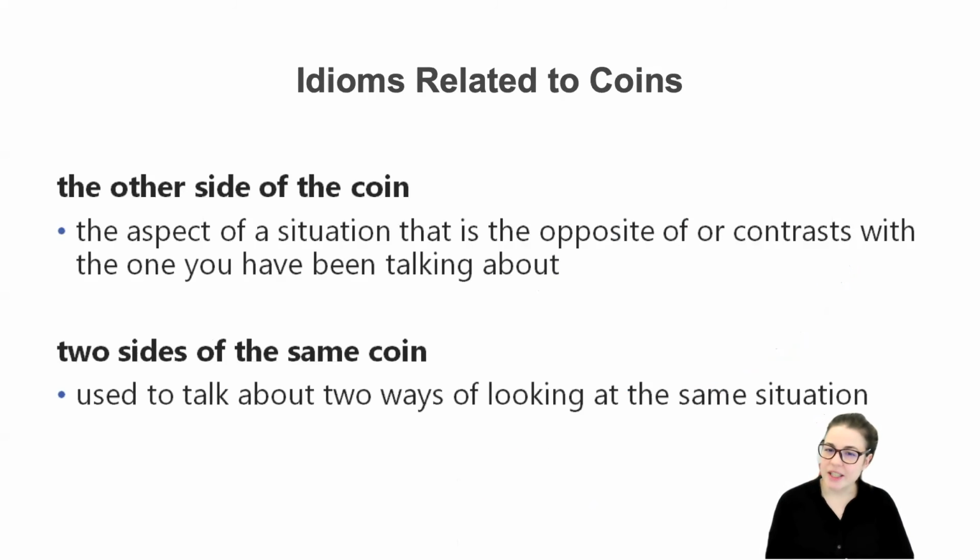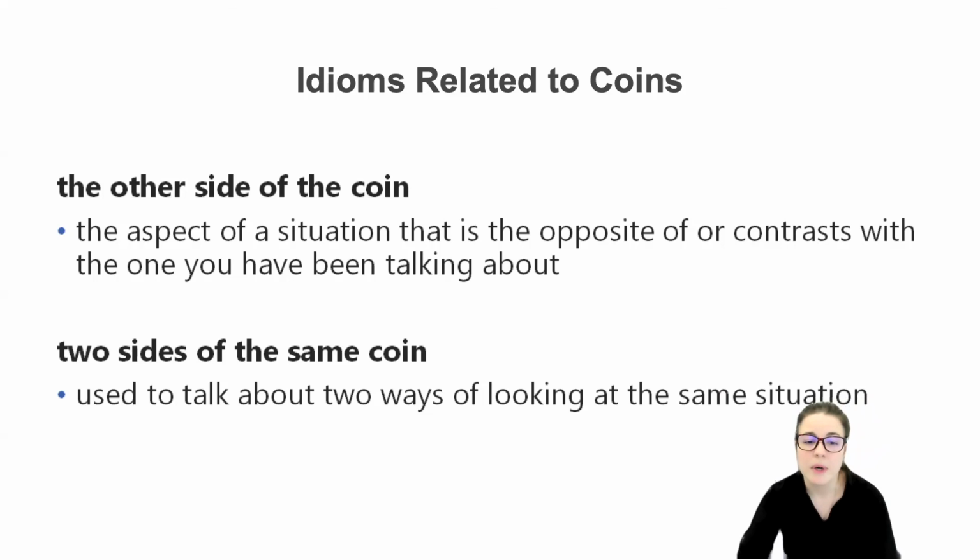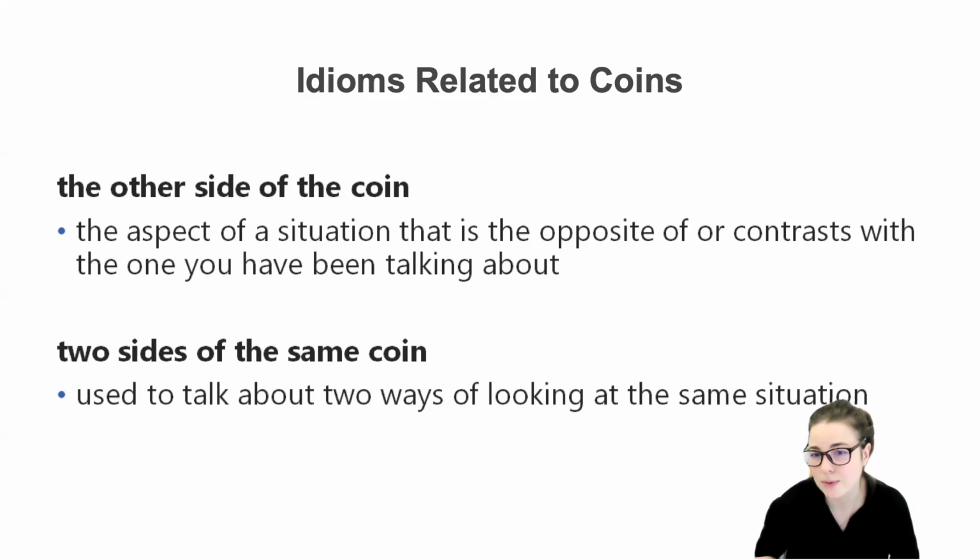Here are a couple of idioms related to coins, which you can use whether in an IELTS exam or in a basic dialogue in English. The first one is the other side of the coin. This is the aspect of a situation that is the opposite or in contrast with the one you have been talking about. The other side of the coin, for example, low pay, or the other side of the coin of falling unemployment. The other one, two sides of the same coin, is used to talk about two ways of looking at the same situation. For example, the developmental benefits of democratic institutions and the difficulties in building and keeping institutions. In this sense, two sides of the same coin.